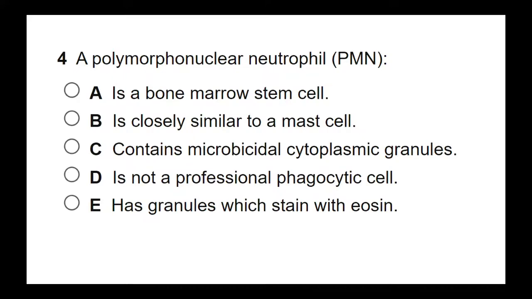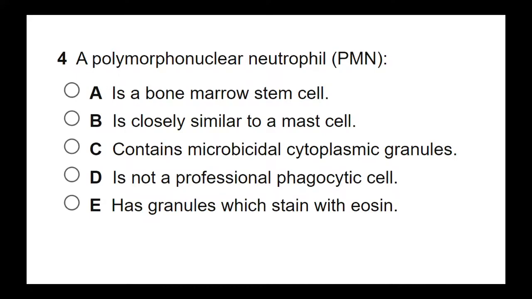Yeah, be more confident. So of course C is the correct answer, because it had many specific and azurophilic granules. But let's see another answer. So neutrophil is not a bone marrow stem cell, okay? It has nothing to do with this. Also it's not similar to mast cell, because mast cell is a different entity. And also they are professional phagocytic cells along with macrophages, so this is not true.